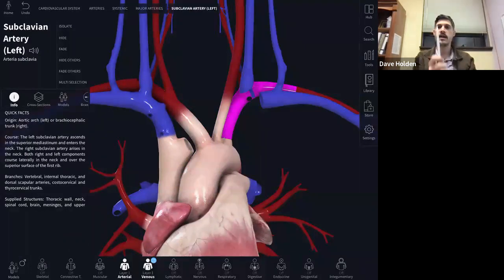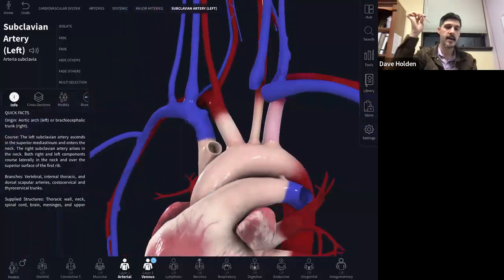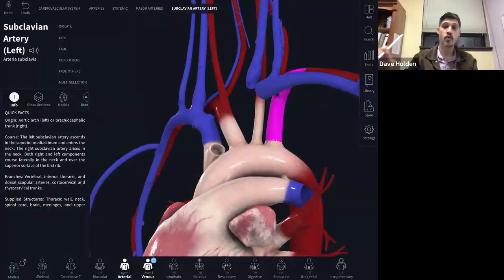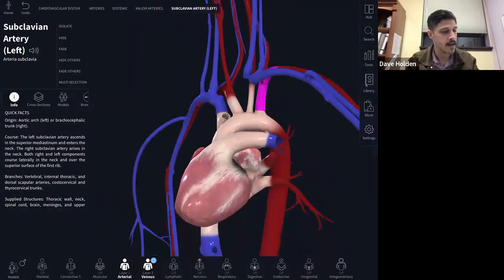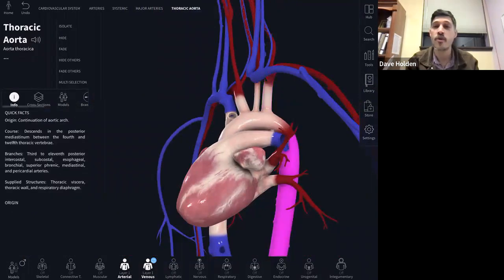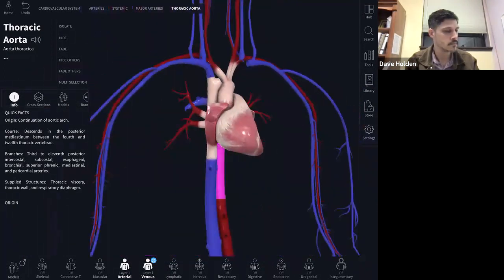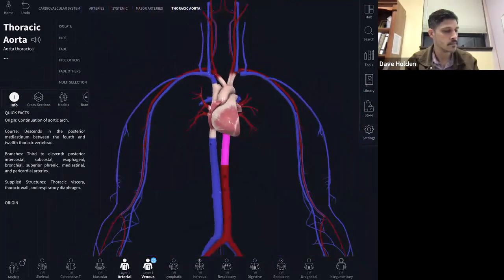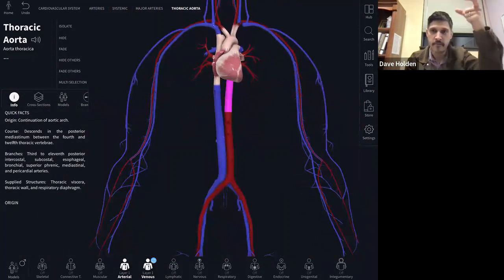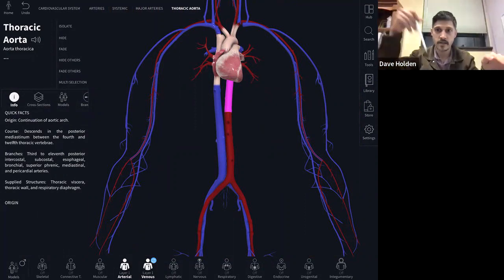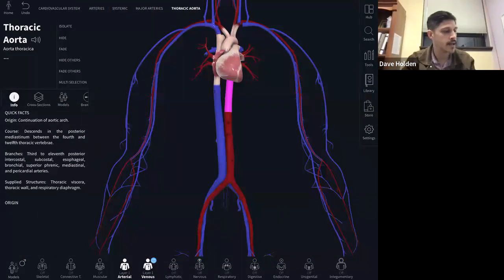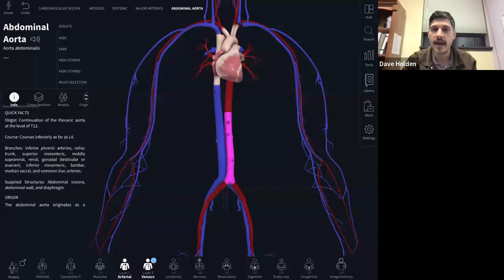The aorta turns upwards. It aims posterior towards the spine, and then it turns down and runs behind the heart, posterior to the heart, anterior to the spine. There is your thoracic aorta. Now you'll notice where that pink highlight stops. That's about where the diaphragm sits. So we then pass through the diaphragm. Now we are in the abdominal aorta.